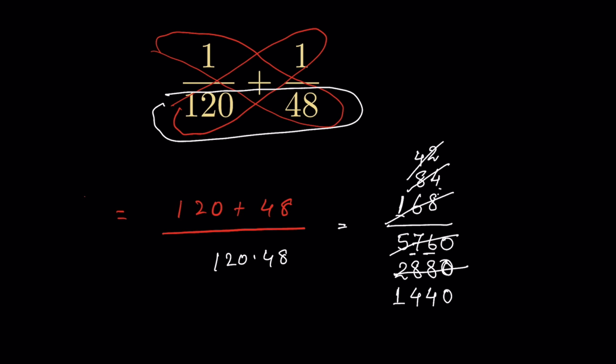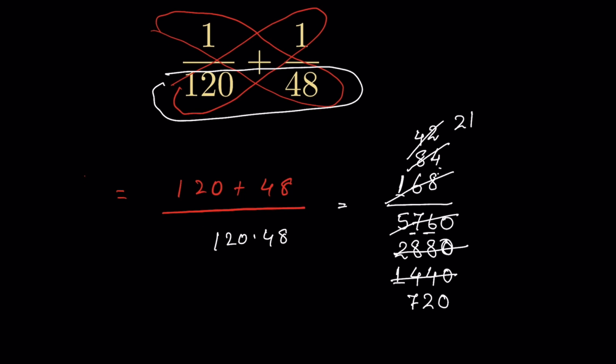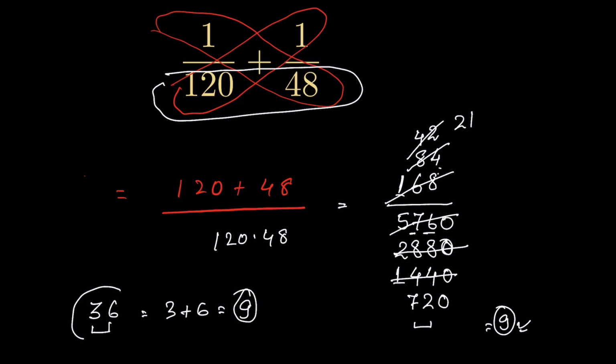Again divisible by 2. So 21 times 42, and 2 times 7 is 14, 2 times 2 is 4, write 0. Now 21 and 72, both are divisible by 3, because when you add 7 and 2, it is 9 and 9 is divisible by 3. For example, 36, when you add the digits 3 plus 6, it is 9. 9 is divisible by 3, that means 36 is also divisible by 3. So that is the divisibility rule of 3.